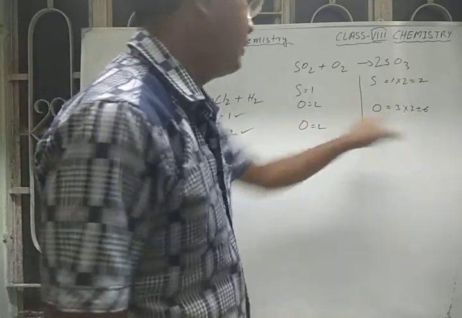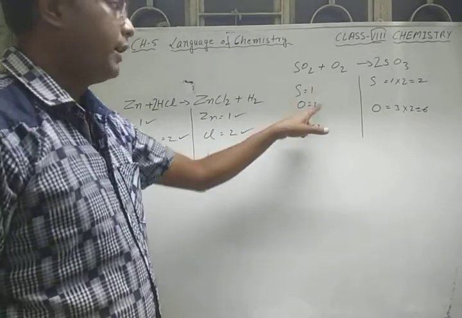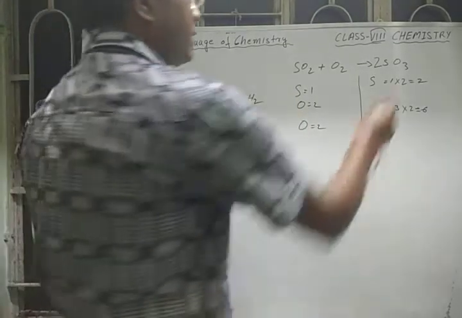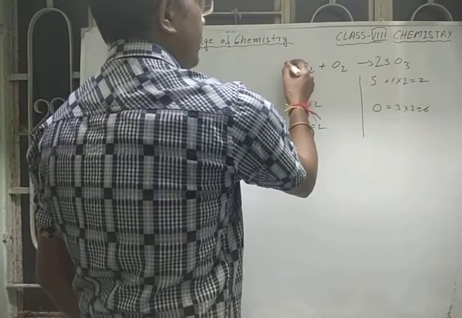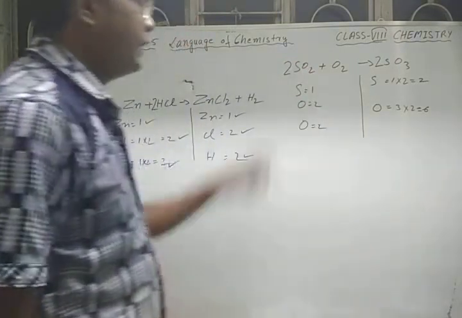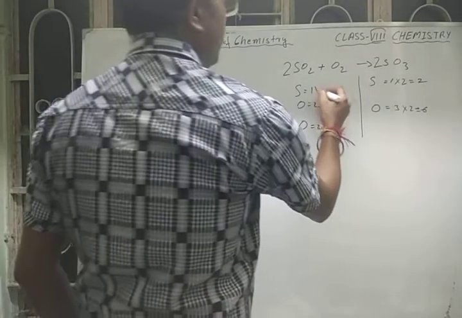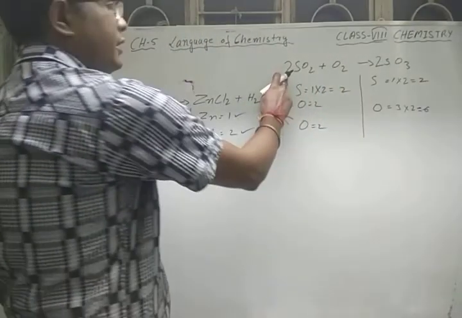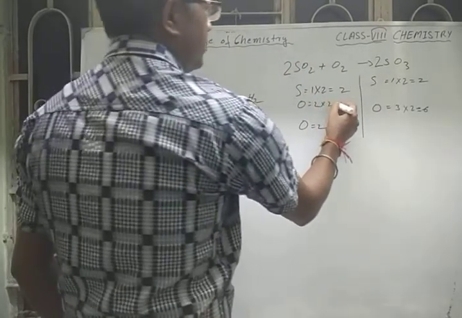It is 6, it is 4. That means here you have to do something to make the reactant part also 6. What will we do? Since sulfur has become 2, and oxygen is also 2, you can write 2 over here. If you write 2 in front of SO2, what will become? 1 atom of sulfur gets multiplied by 2 and it becomes 2, and also this 2 is for oxygen, so this 2 is again multiplied by 2, so this is 4.